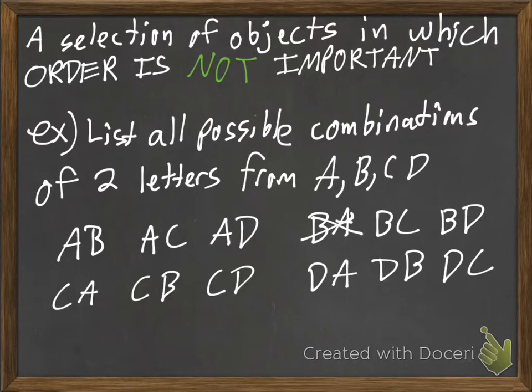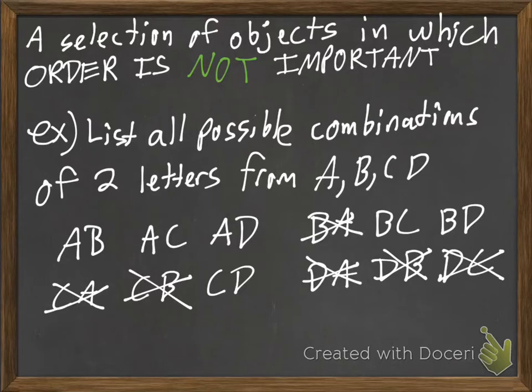So we have an AB and a BA that's marked out. We have an AC, we also have a CA. We got to mark that out. We have an AD, we also have a DA. So we got to mark that out. Now I'm going to look at my B's. We have a BC and a CB. Those are the same. We have a BD and a DB. Mark that out. And then we have a CD and a DC. So we mark that out as well.